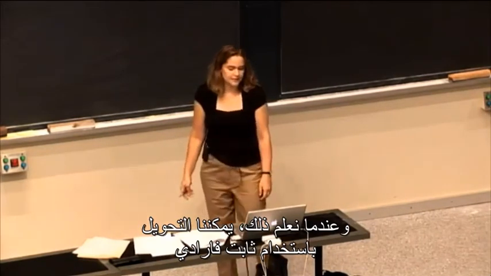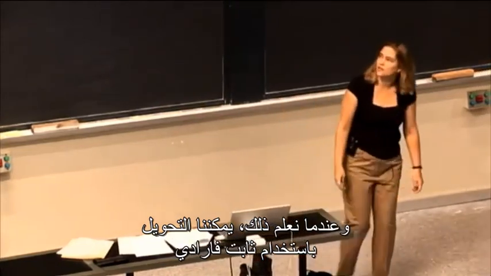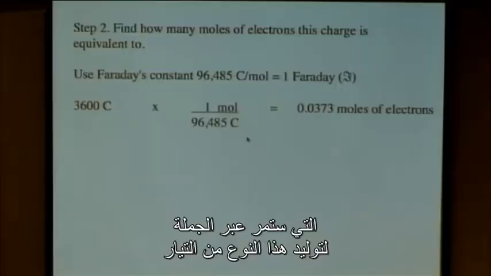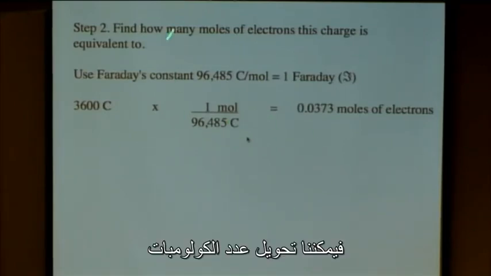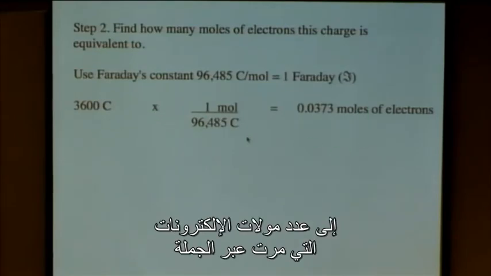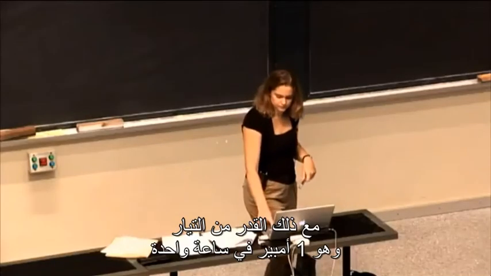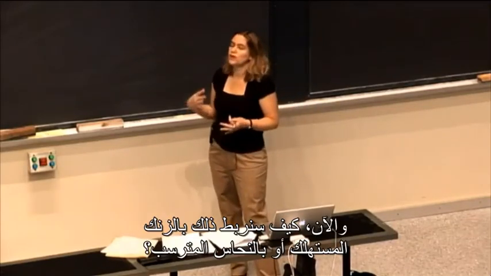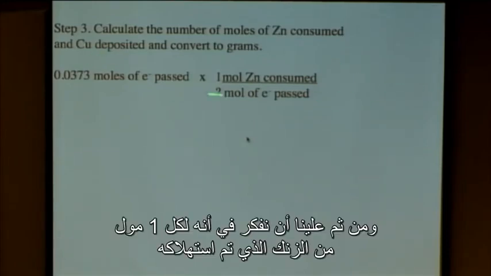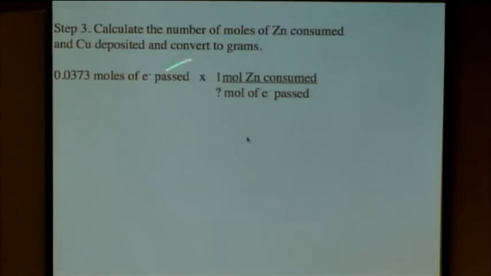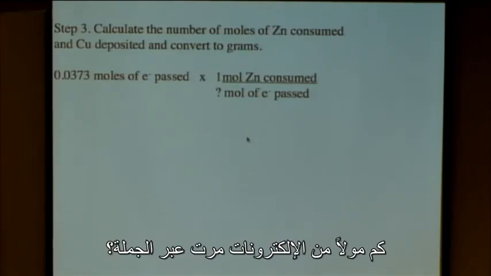Once we know that, we can convert using Faraday's constant from charge into moles of electrons that had to pass through the system to generate that kind of current. And here is our friend Faraday's constant, and that's in coulombs per mole. So we can convert the number of coulombs into the number of moles of electrons that were passed through the system with that amount of current, 1 amp for 1 hour. Now, how is this going to relate to the zinc consumed or the copper deposited? We know the total number of moles that pass through the system. Then we have to think about, for every 1 mole of zinc that was consumed, how many moles of electrons went through the system.